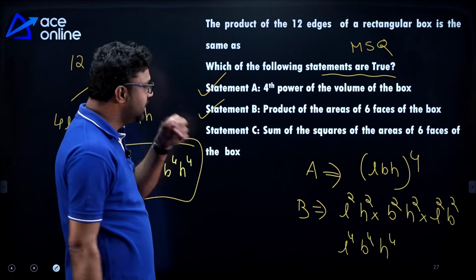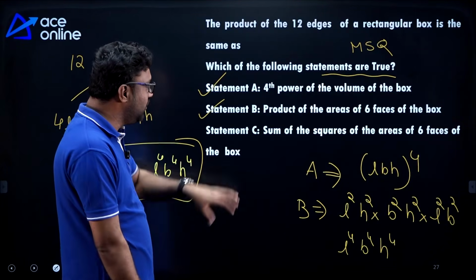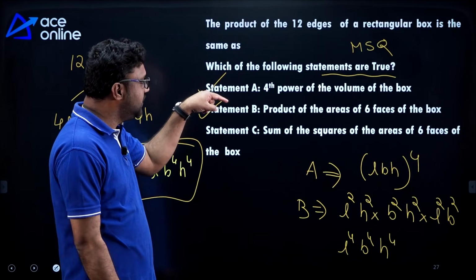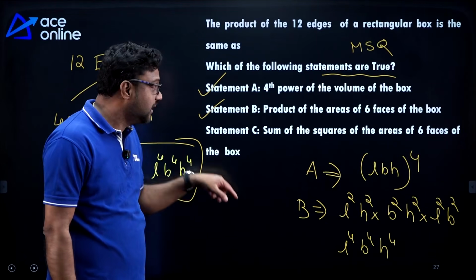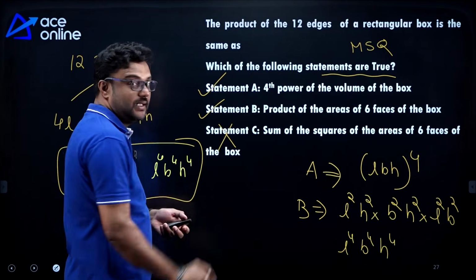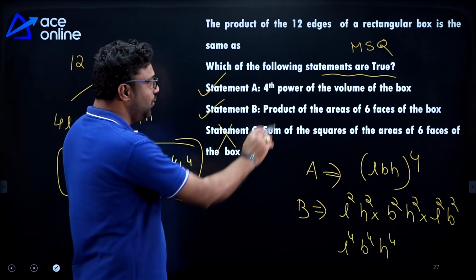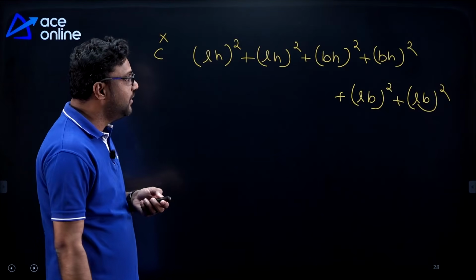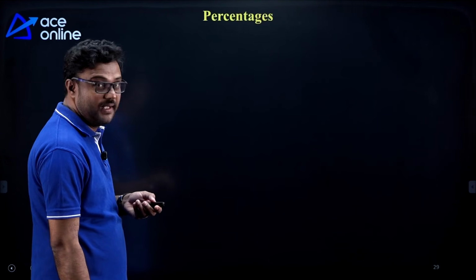They may give statements and ask which of the following statements are true. They'll give this in the options: first option, second one, third one, fourth one, like that. Then this is an MSQ question. Two options are correct. When they give 'are true', we have to be careful. 'Is' means only one, 'are' means multiple will be there.